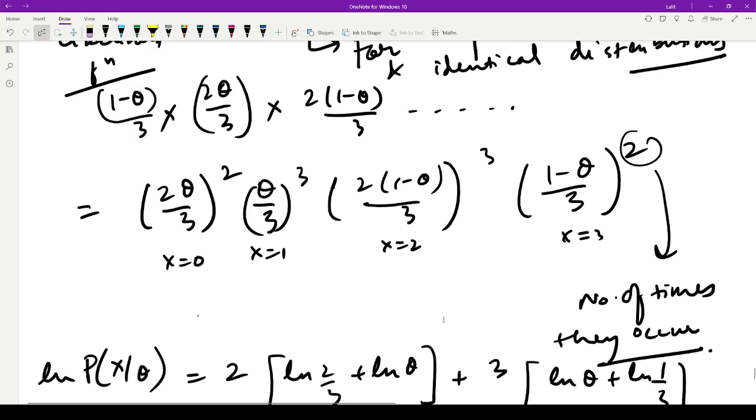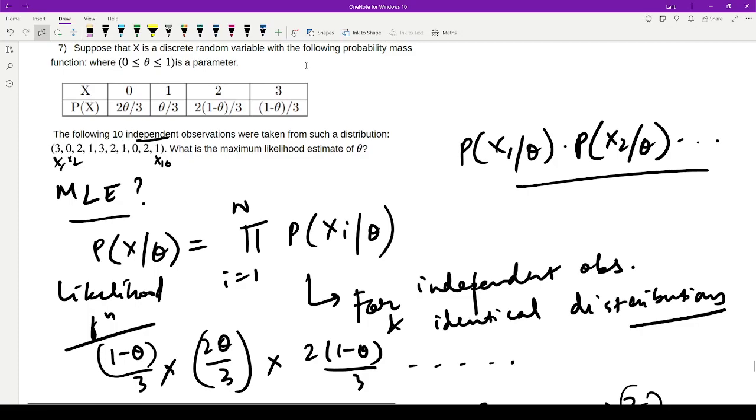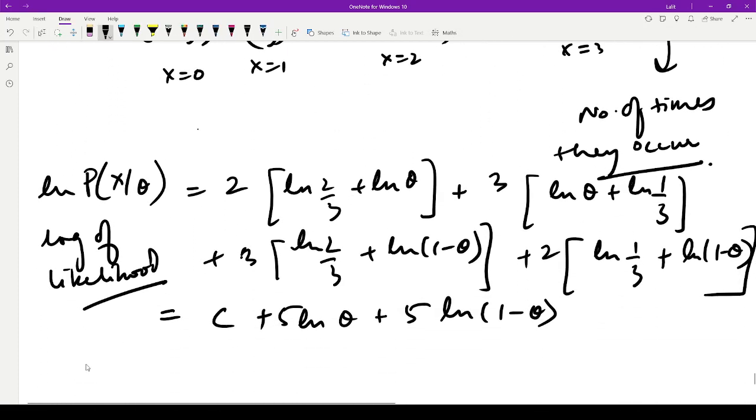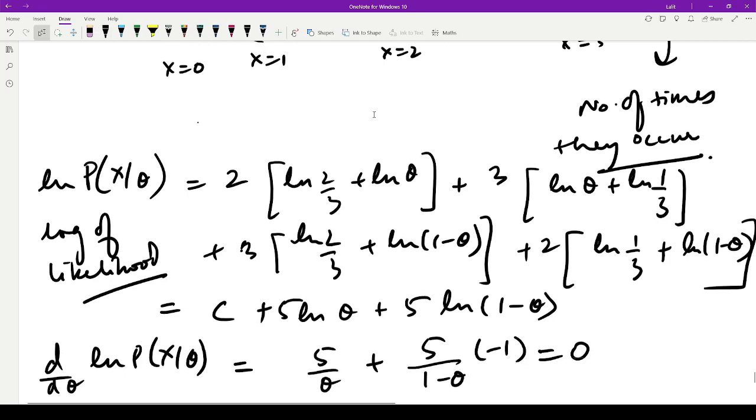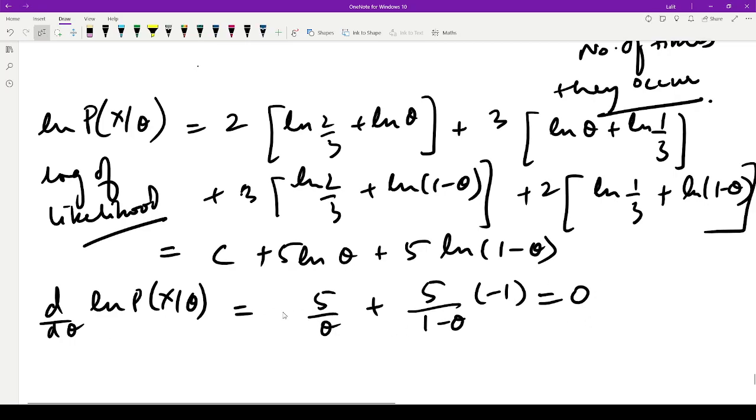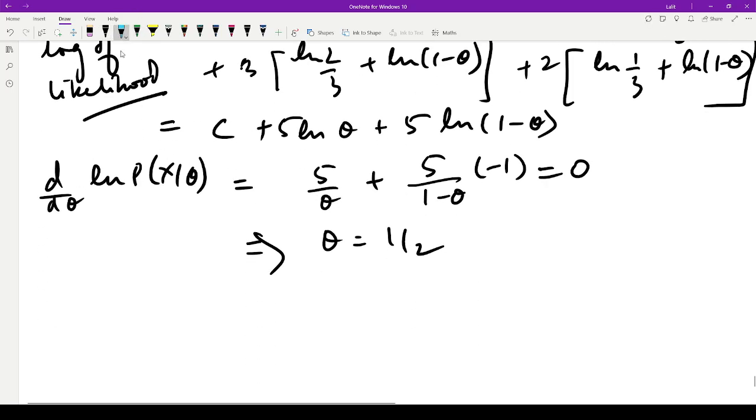So what do we need to do? Maximum likelihood estimate. Maximum means take the derivative. So the derivative with respect to theta of ln of p of x given theta turns out to be 5 by theta plus 5 by (1 minus theta) into minus 1. And this derivative should be 0 for a maximum or a minimum. If you take the double derivative, you'll see that it's a maximum. So this gives us theta as half. Okay. Is this question clear?